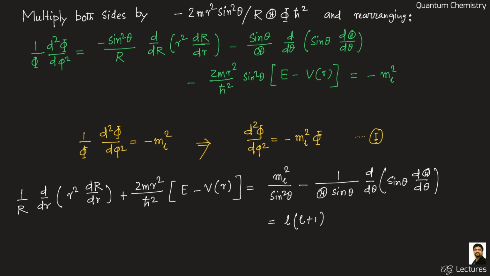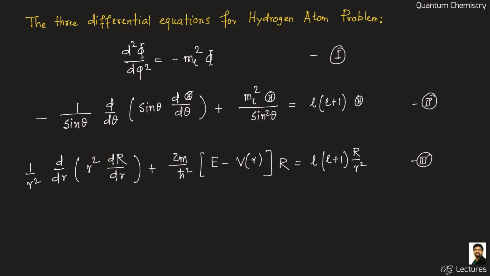But before going to the solution, let's list down all the equations that we have obtained. Just list them in one page, and that should be kind of the end of this lecture one. So here is the list of the three very important equations for each of the functions: the capital phi, the capital theta, and the capital R. That would ultimately constitute the total solution for the hydrogen atom problem.